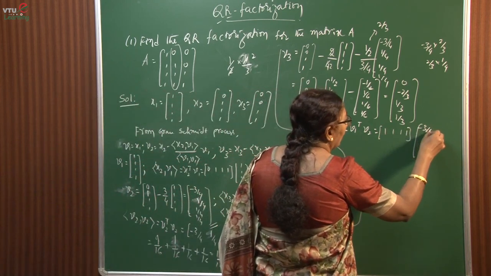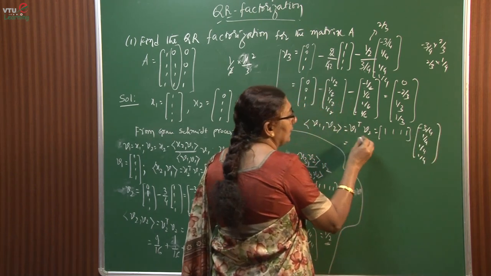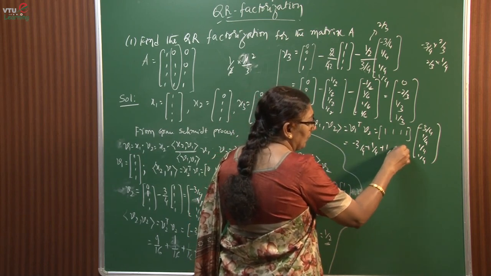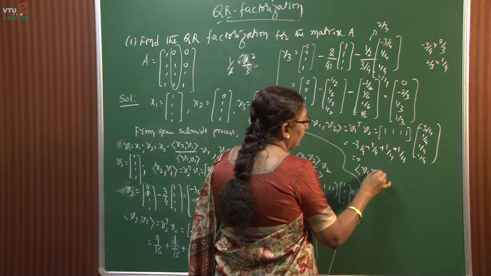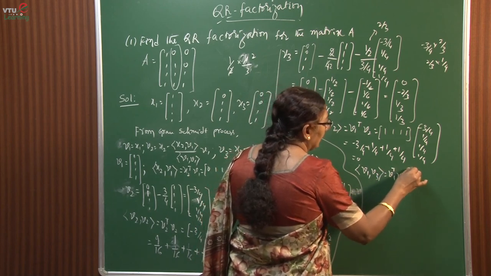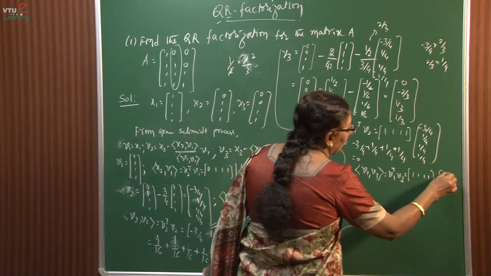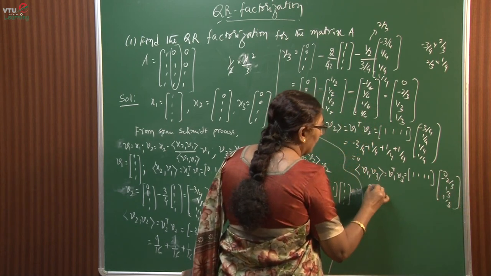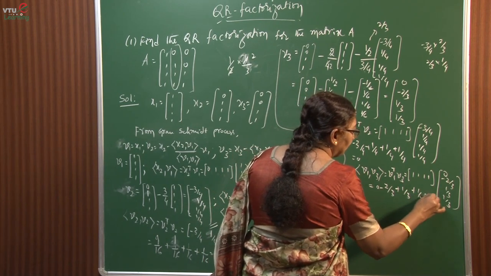Minus 3 by 4, 1 by 4, 1 by 4, 1 by 4. You multiply that. What do we get actually? Minus 3 by 4 plus 1 by 4 plus 1 by 4 plus 1 by 4. What do we get? 0. Similarly, find out the inner product of V1, V3. V1 transpose V3 is nothing but 1, 1, 1, 1 into 0, minus 2 by 3, 1 by 3, 1 by 3. Multiply that. We get 0 minus 2 by 3 plus 1 by 3 plus 1 by 3. What we get actually? 0.